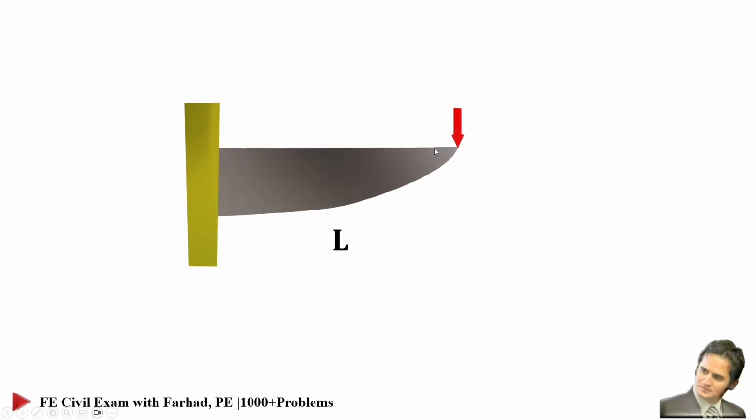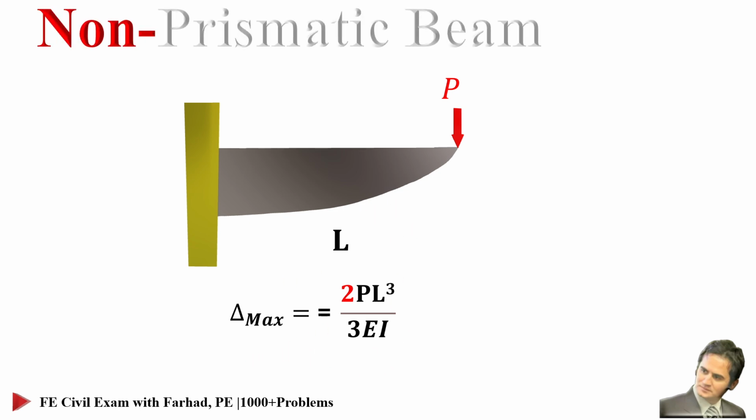If you remember from one of our previous examples, which I provide a link to in the description of this video, for a cantilever non-prismatic beam with a concentrated load of P, we already calculated the delta maximum for such a beam is equal to 2/3 of PL cubed over 3 EI. So now back to our problem.